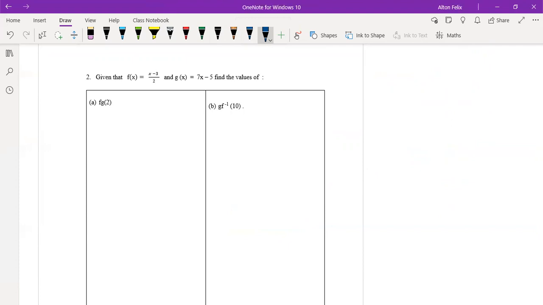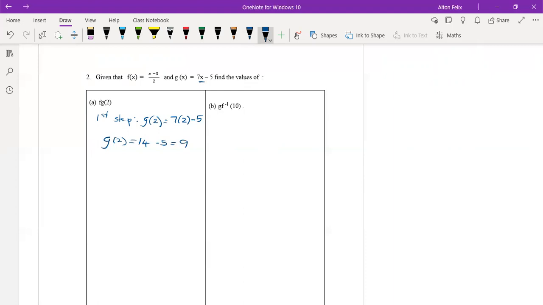And let's find fg of 2. Remember how we said it's done? The first step is to find g of 2. G of 2 will be 7 multiplied by 2 minus 5. So we are substituting the value 2 in that g function. This will give us 14 minus 5, which is equal to 9.